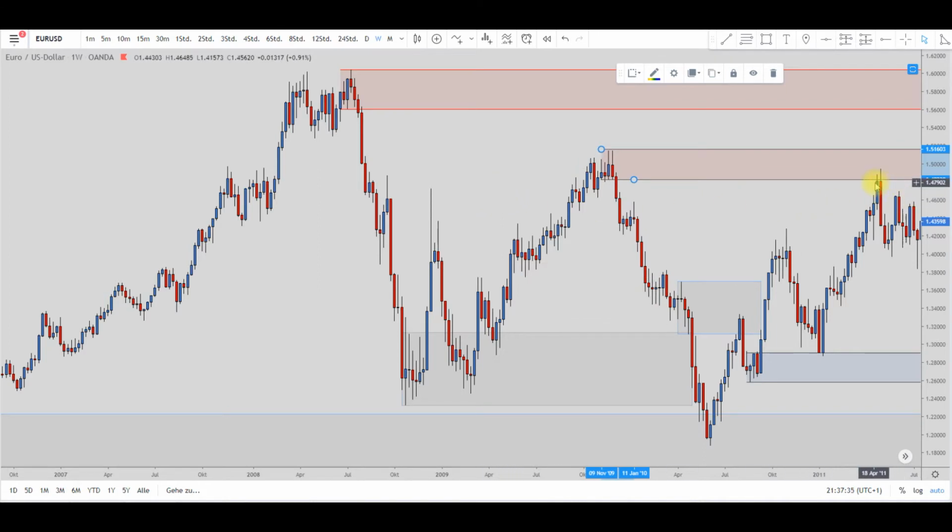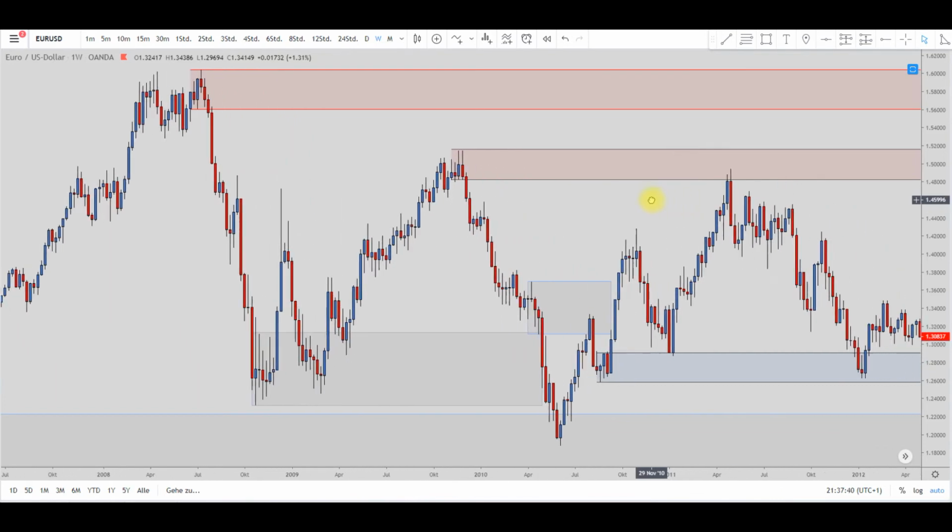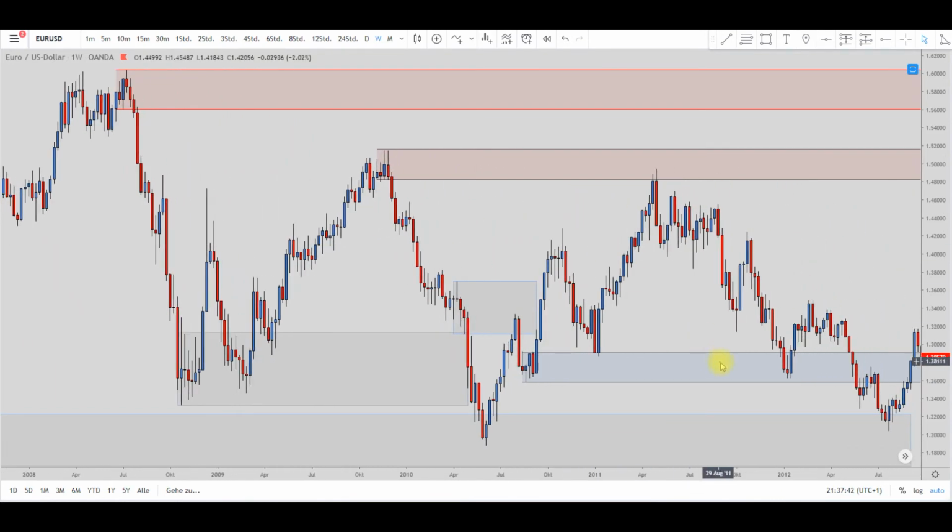That was tested in April 2018. You can see our demand level was tested twice. Once it reacted very strongly, went up to supply, came down, penetrated it very deeply, bounced off into supply around here, and then took out this level.